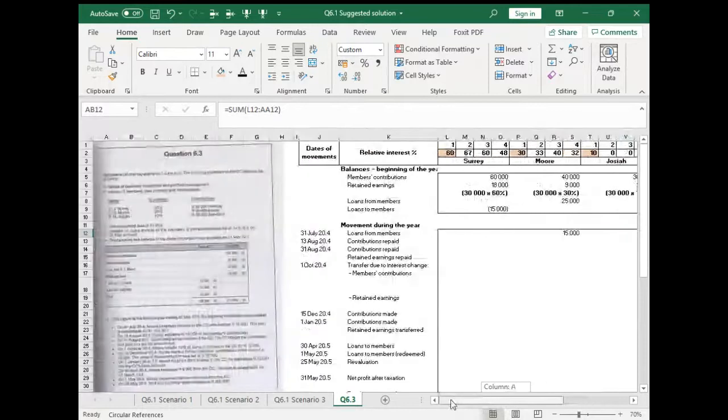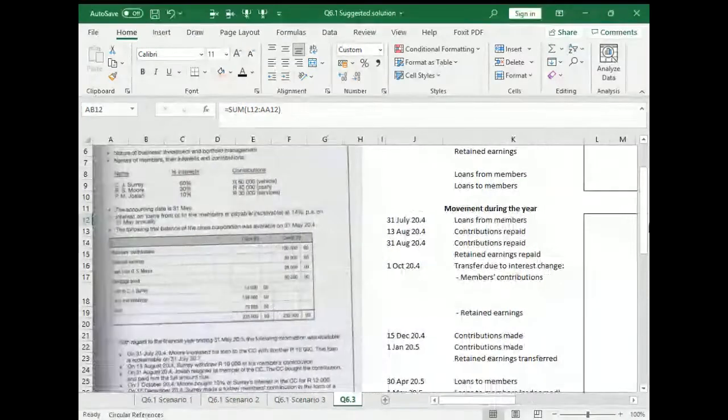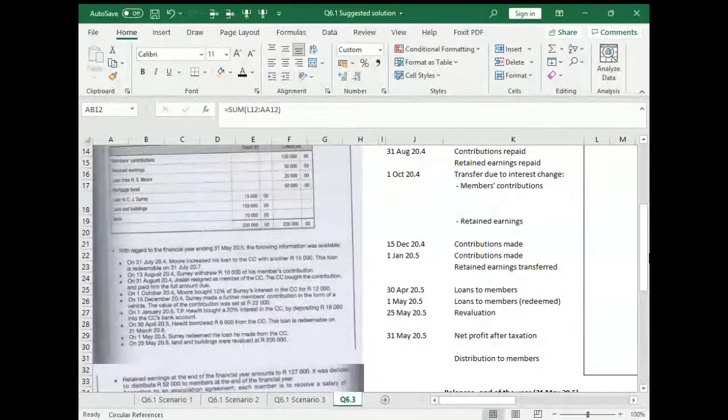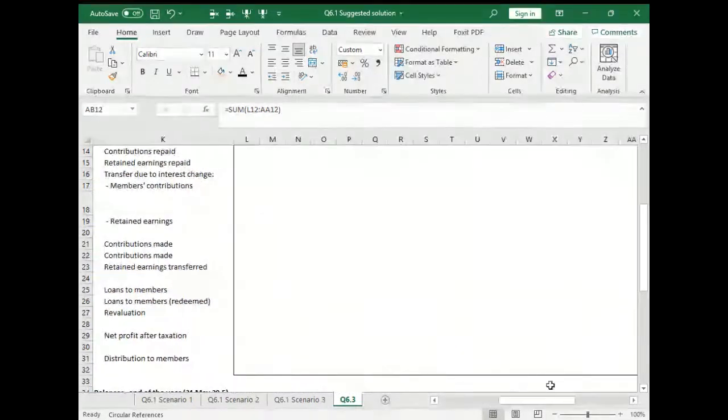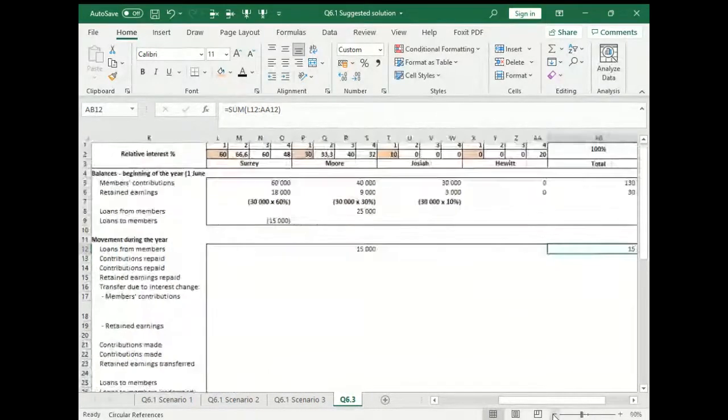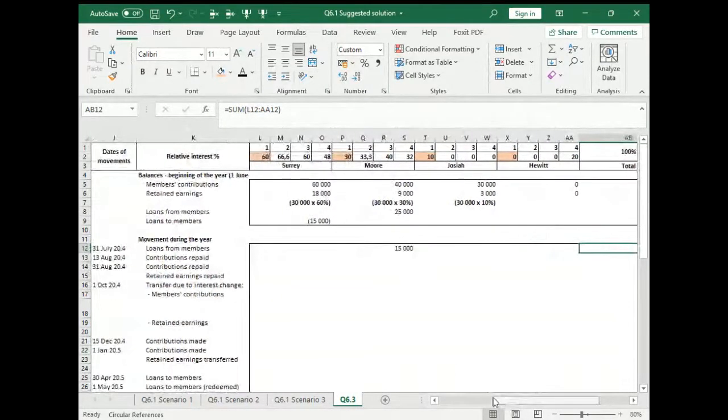Then if we look at the transaction on, just going to increase the size slightly so we can see what the information says. On the 13th of August, Surrey withdrew 10,000 of his members' contributions. So what he did is that initial 60,000 that Surrey has put into the CC, he has now actually taken 10,000 of that amount. So for Surrey, on the 13th of August, we reduce his contributions with 10,000.